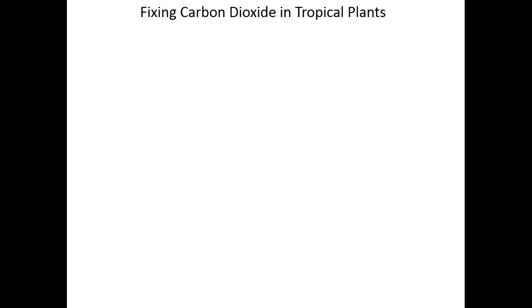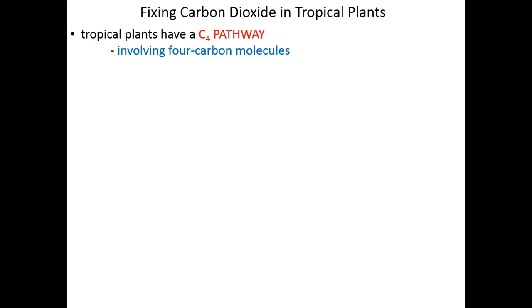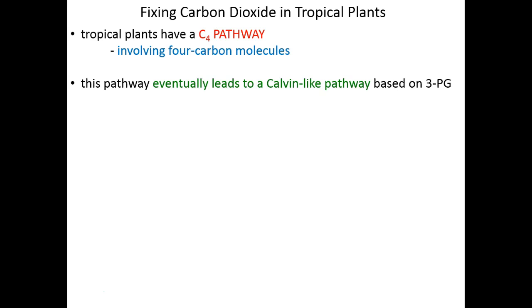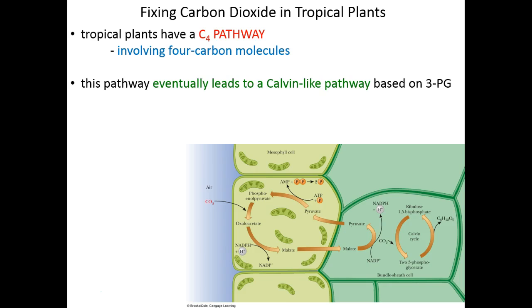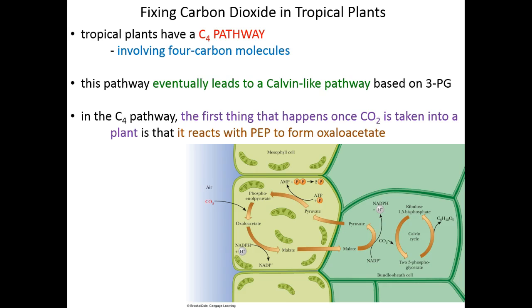Okay, so as promised here, let's talk about fixing carbon dioxide in tropical plants. Tropical plants, as I've already told you, have this carbon-4 or 4-carbon pathway, C4 pathway, and this is for concentrating carbon dioxide. The reason why it's called a C4 pathway is because it involves 4-carbon molecules. In fact, it involves 4-carbon molecules that we're very familiar with. Eventually, once we concentrate this carbon dioxide, that carbon dioxide will be offloaded to ribulose 1,5-bisphosphate and go into a Calvin-like pathway to make 3-phosphoglycerates, and all of that will be the same as we've seen before. So all we're going to focus on here is just getting that carbon dioxide concentrated deeper in the cell.